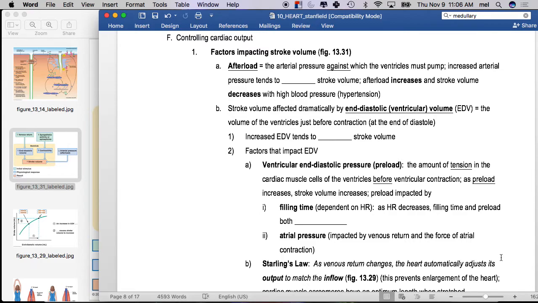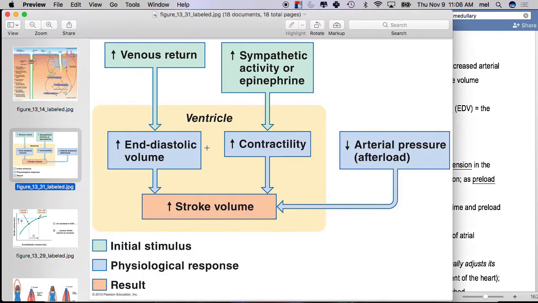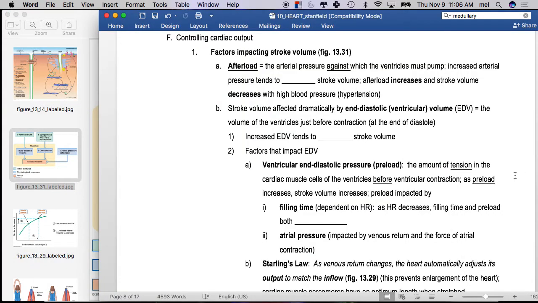Afterload, arteries, okay? Now, stroke volume is also impacted dramatically by what we call EDV, which is end diastolic ventricular volume, okay? So I want to break that down. End diastolic ventricular volume, abbreviated EDV. What I'm talking about is the volume in the ventricles at the end of diastole. The end of diastole is right before systole. Yes, right before contraction or systole.